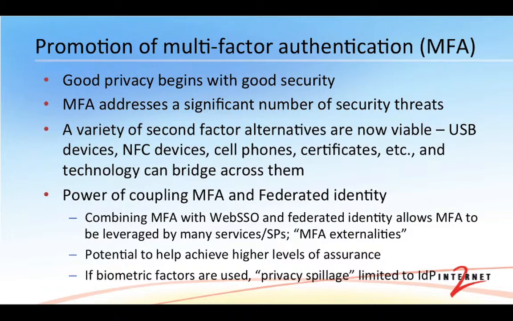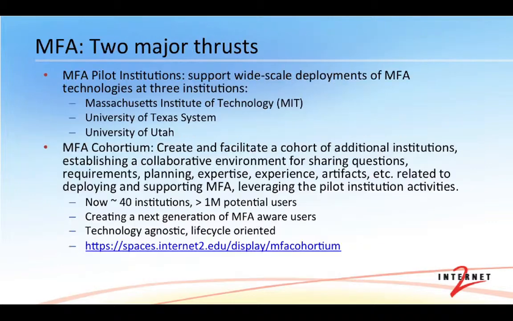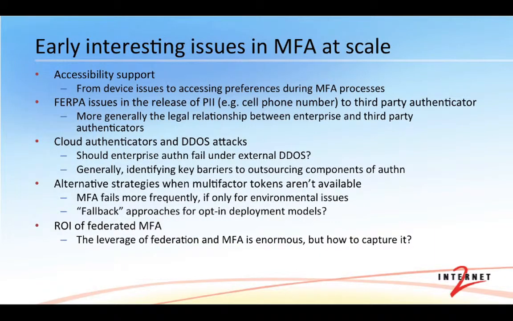We're doing two efforts here. In this space, we've got about 2 million users now across 40-some-odd campuses. Moving the needle, it's important. We're discovering lots of tough issues here. Accessibility support. Accessibility is a major part of our proposal. How do we make accessible second factors?